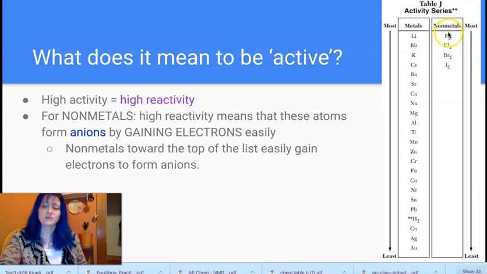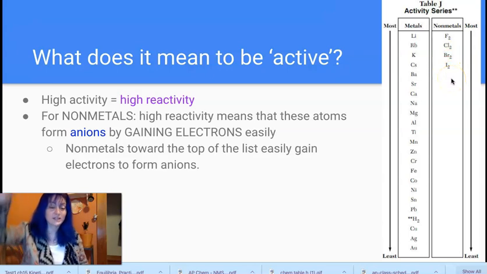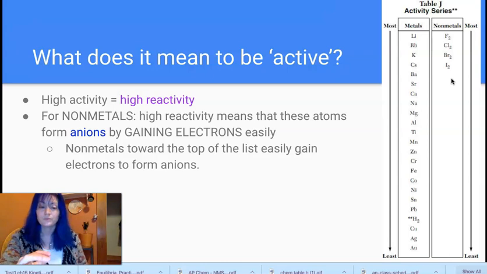The most reactive nonmetal will be at the top. Fluorine, again, should be familiar to you. The least reactive is at the bottom. If you look at the nonmetal list here, you see a trend. These are all your halogens. As you go from the top to bottom, you're going down the halogen list. So as you go down the list, electronegativity decreases and atomic radius increases. So iodine is going to have a weaker pull on electrons than fluorine, so it will be less reactive.